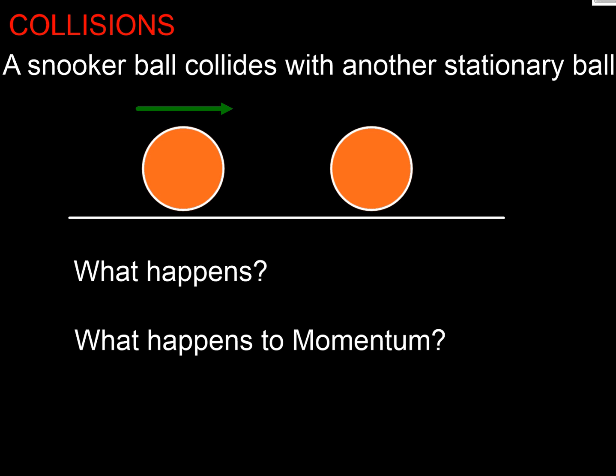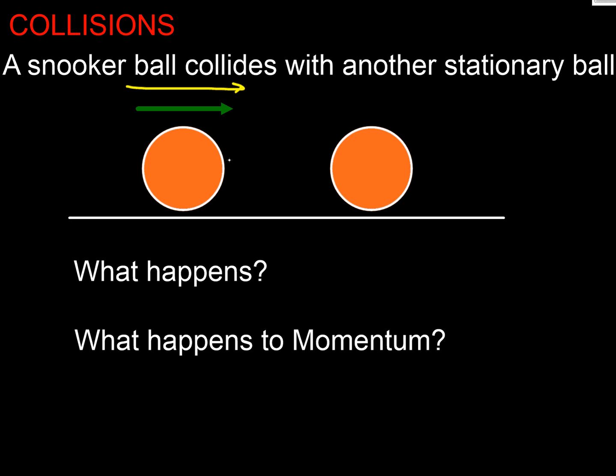Hello, this video is going to introduce us to collisions. We're going to do this in a simple way, with collisions going in a straight line to start off with. And one we know about quite a lot is snooker balls. So I hit a snooker ball here in that direction and it bumps into a stationary snooker ball there. Well, what happens?